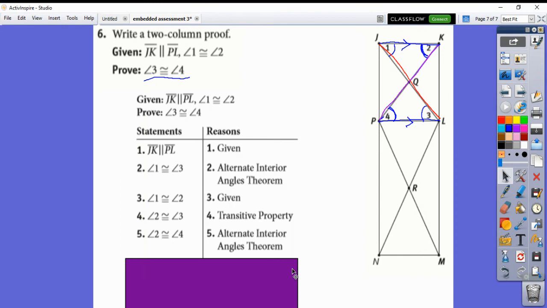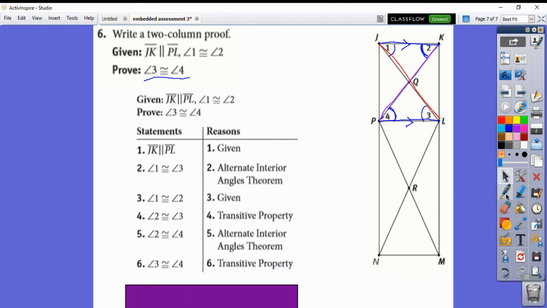Now we can put it all together. Okay, if angle 3 is congruent to angle 2, if angle 4 is congruent to angle 2, well, by the transitive property, that means that angle 3 and angle 4 have to be congruent to each other. So now we've shown what we were trying to prove. Start with the given information, work down till you've used deductive reasoning to explain why this statement has to be true. And then once you get there, you're done. Start at the beginning, and then when you get to the end, stop.